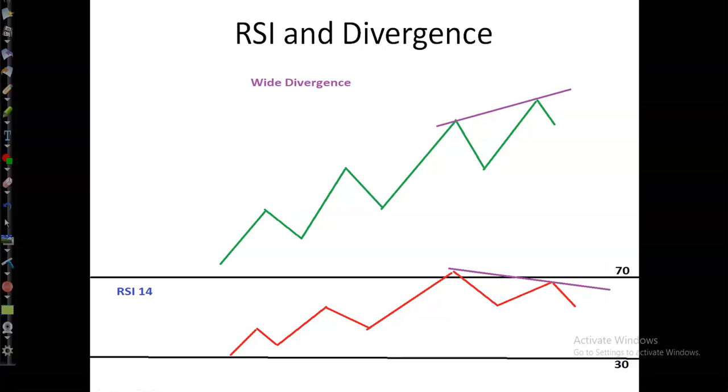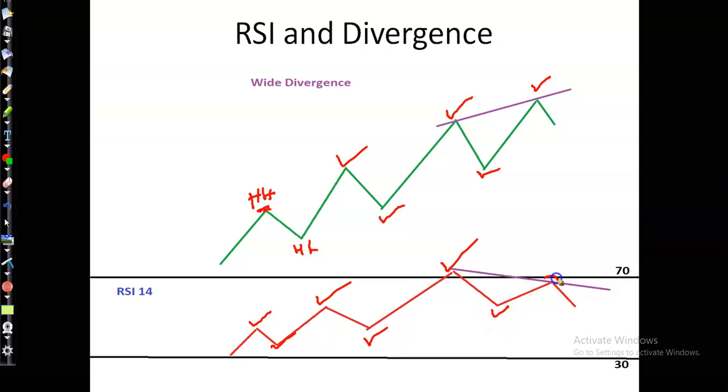Now see here, RSI and divergence. Right now I can see price is creating a higher high. This is a wide divergence. Price is creating higher highs and higher lows. Have you seen it? Higher low, higher high, higher low, higher high. And now in RSI you can see it is also creating higher high, higher low, higher high and higher low.